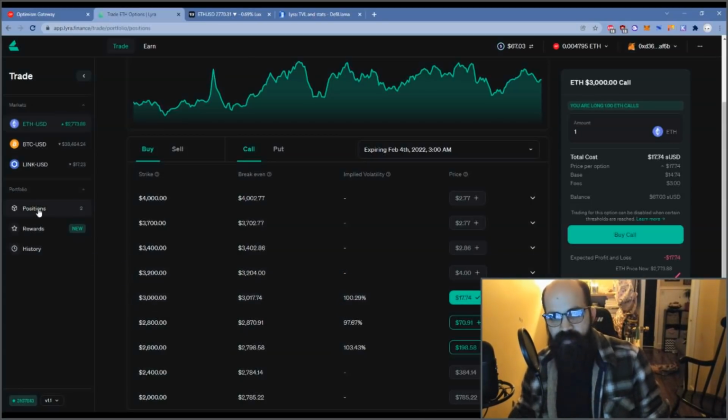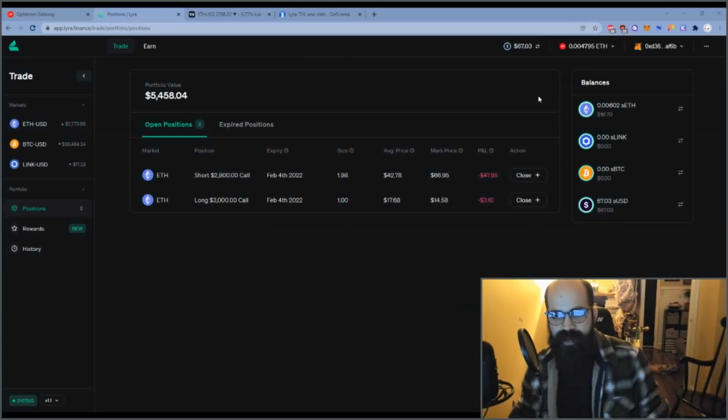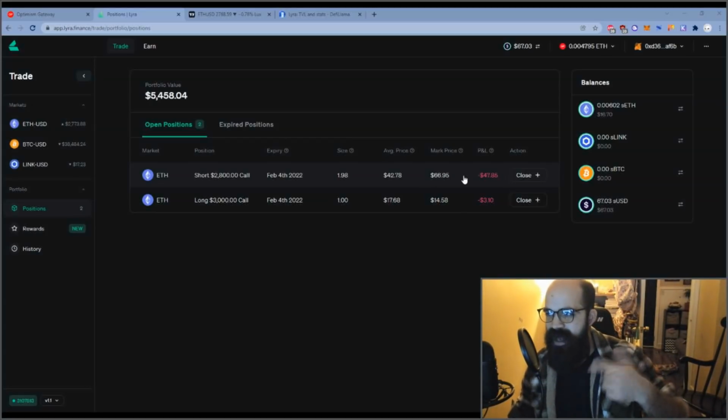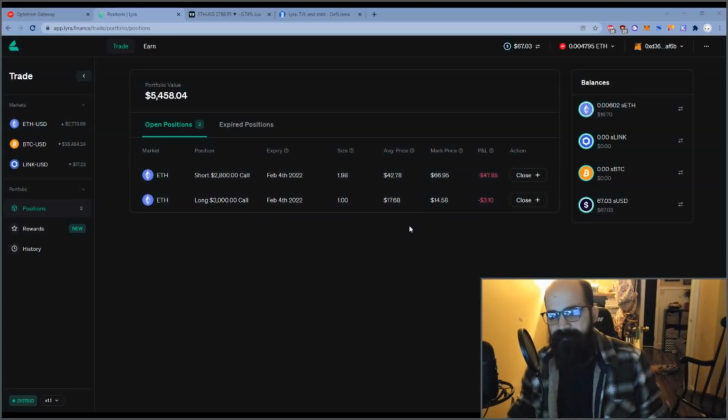And to do that, I would just go over to positions. You can see that I have 2 positions open right now. Now, technically, the reason my PL there is negative is because I sold these 2 calls for $80, and now they're worth much more. So had I waited, I would have made more, but I didn't know Ethereum was going to continue going up. I made a bearish bet. So I still made profit. It's just that I made less money than I could have made, which is why it has that negative 47.